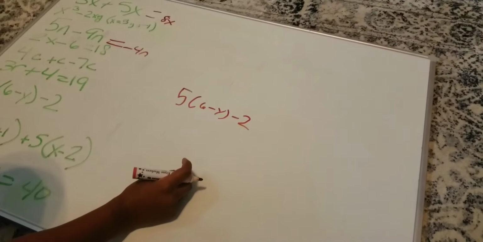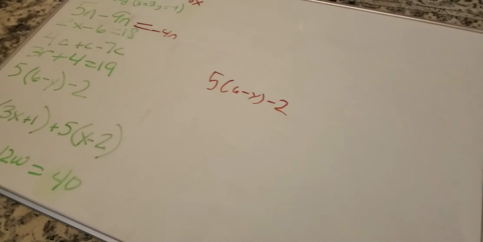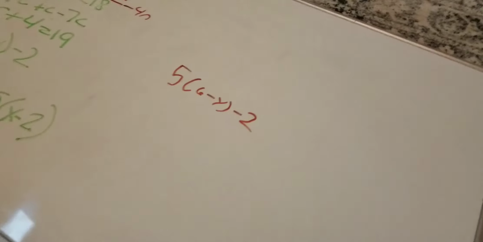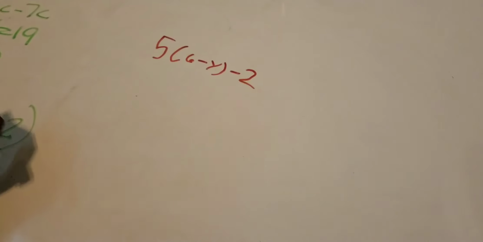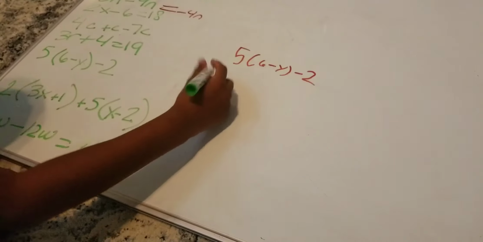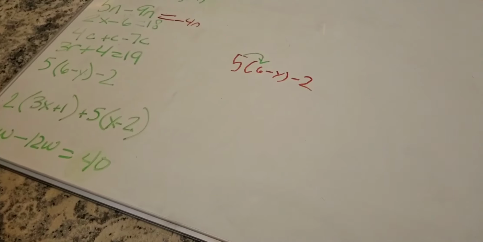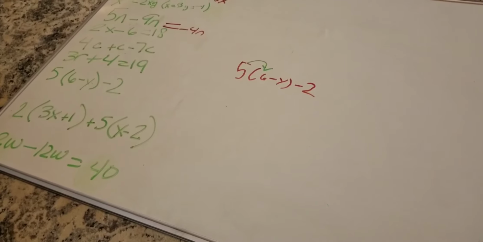I want you to get another marker for me, another color, and show me what you're distributing. Here, use this one right here. I don't know where the black one is. Before you solve it, I want you to show me step by step what you're distributing to where. Go ahead. So you're sharing the 5 with the 6. And what else are you sharing the 5 to? The Y. Very good.